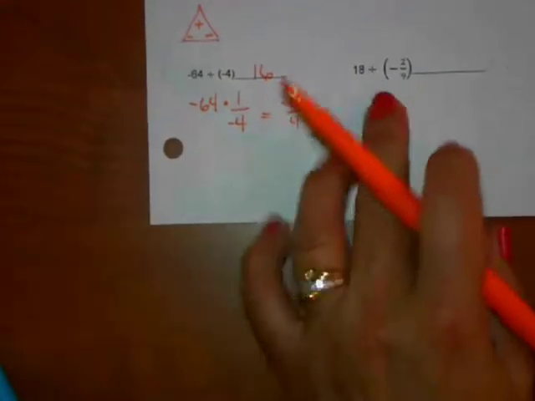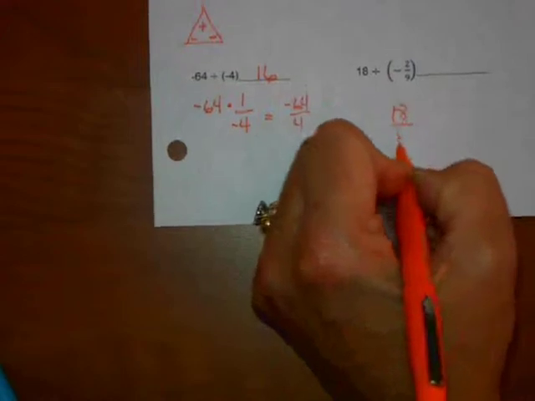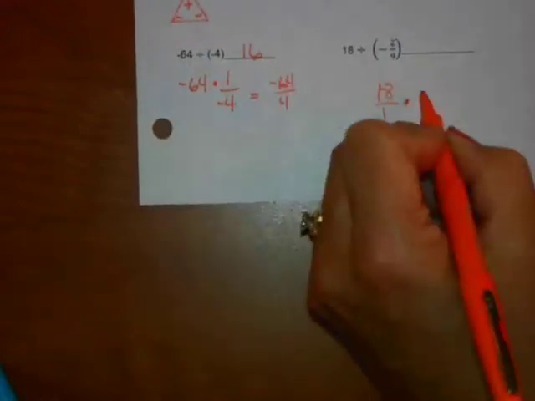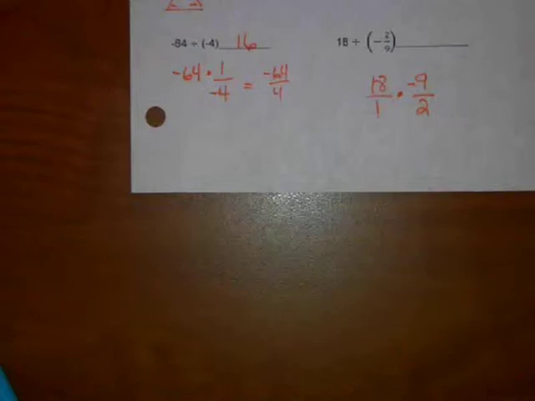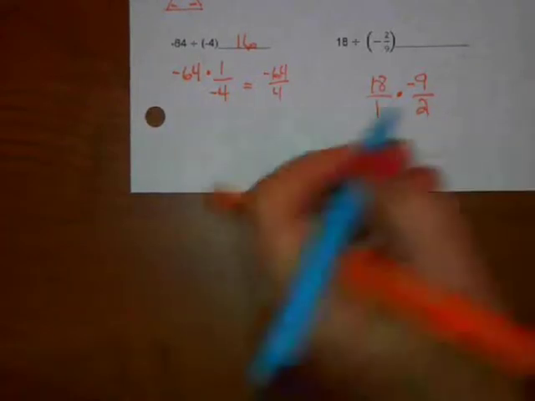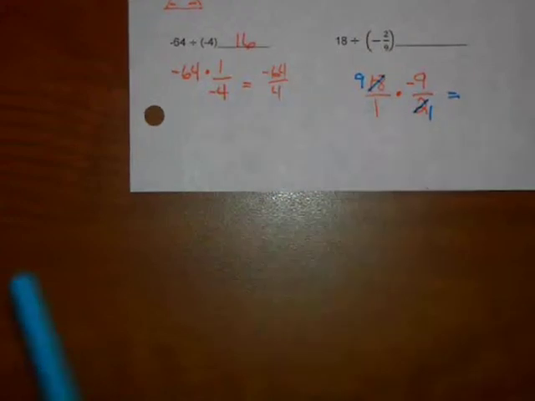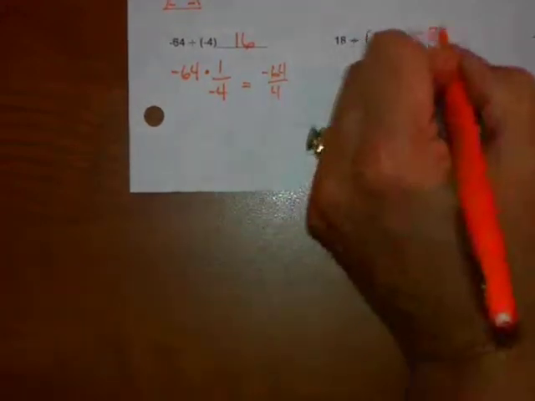Okay. All right. Again, I have a number divided by fractions, so I'm just going to do 18 over 1. Change it to multiply. Flip the second fraction. I can sort of reduce here. This can become 1. This becomes 9. And then I multiply straight across. I get negative 81 over 1. 9 times negative 9.